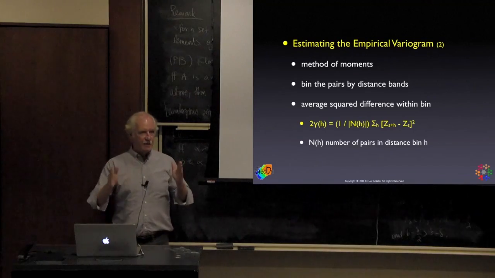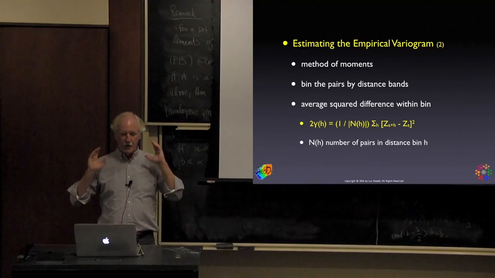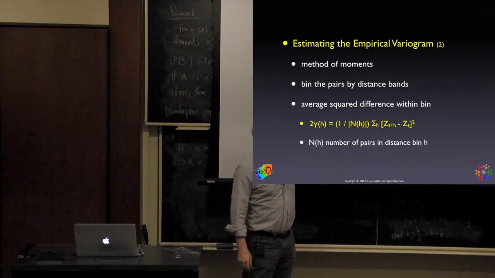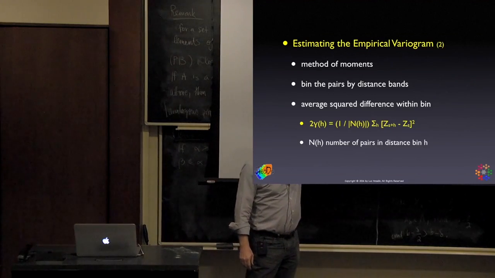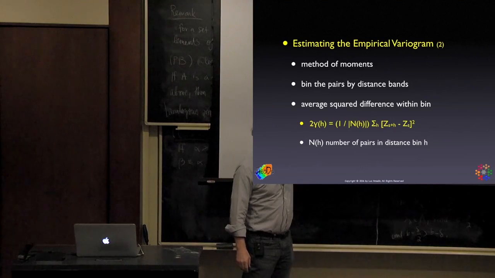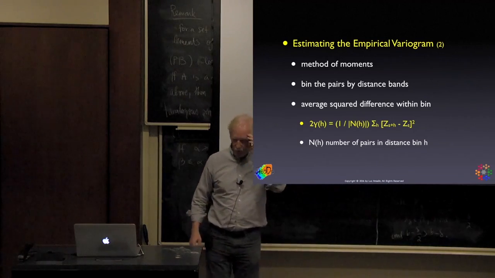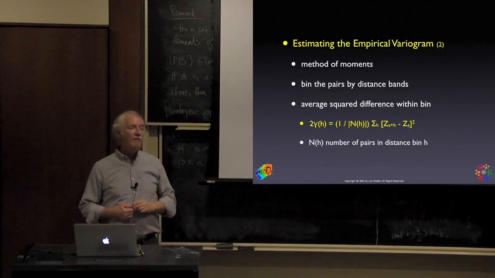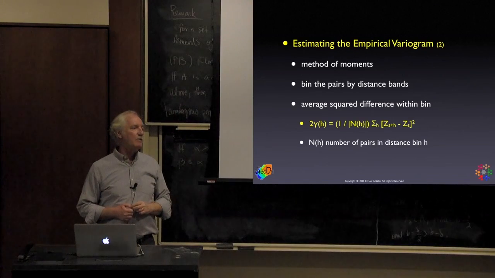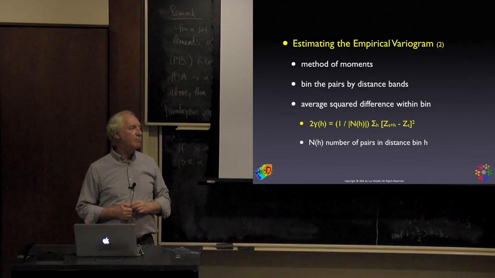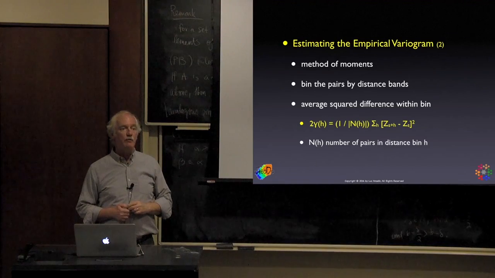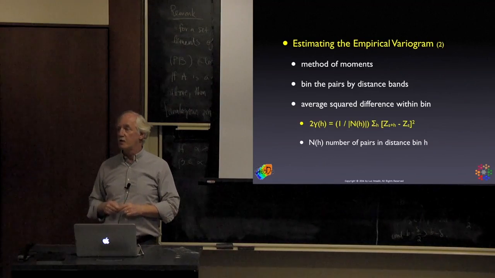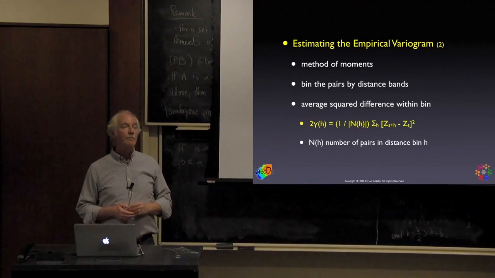We bin the pairs by distance bands. In each bin, we have NH pairs. So we sum all the square differences and divide by the number of pairs, and that's our measure of the variogram, or 1/2 of that is our measure of the semi-variogram. So it's very simple. In fact, it's very similar to what we've done so far with the correlation. In the correlation, we took the cross products. Here we take the square differences.